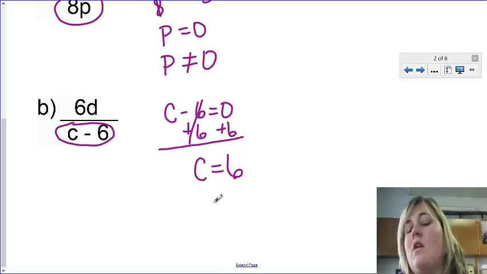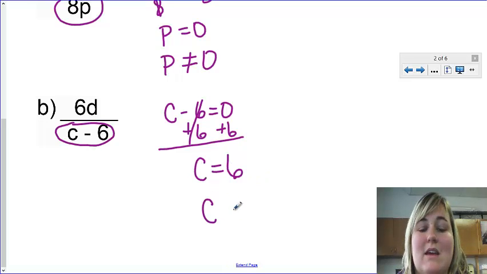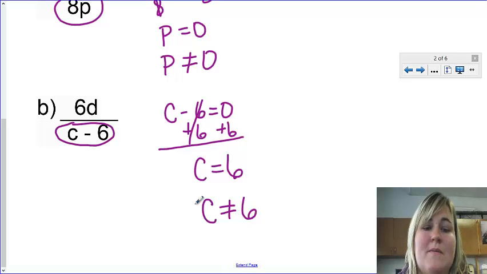So like I said before, we are going to say that c cannot equal 6 because if c is equal to 6, then this is undefined and we don't want it to be undefined. So this is my final answer. C is not equal to 6.